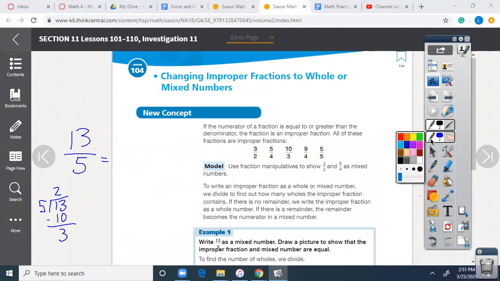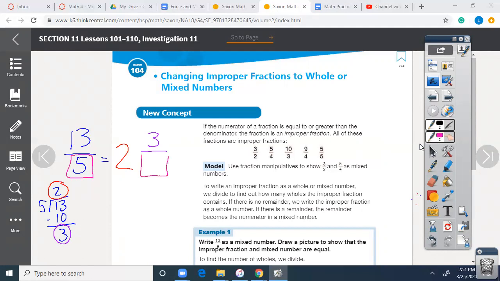Okay? So let me show you. I'm going to do 3 different colors so you can see. Okay? My answer is going to be my whole number. Okay? And then my remainder is going to be my numerator. And the denominator over here is going to be the same thing over here. Okay, you're going to always keep the same denominator.